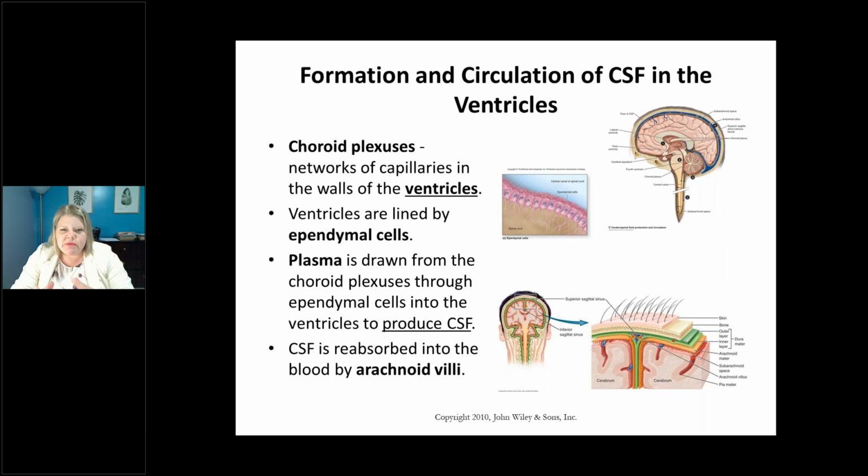So it's the plasma portion of the blood that's drawn from the choroid plexus through the ependymal cells into the ventricles to produce cerebrospinal fluid. So it's the water from the blood, but not necessarily the blood cells and everything that's larger in the blood. This is a medium of transmission from the blood into the cerebrospinal fluid to allow for that nutrient exchange. And like I mentioned before, cerebrospinal fluid is reabsorbed back into the blood by the arachnoid villi.